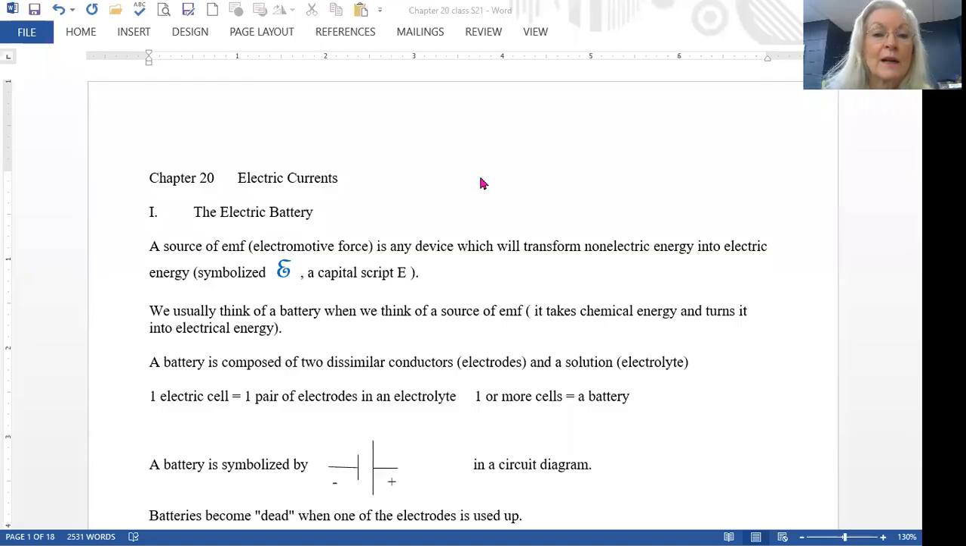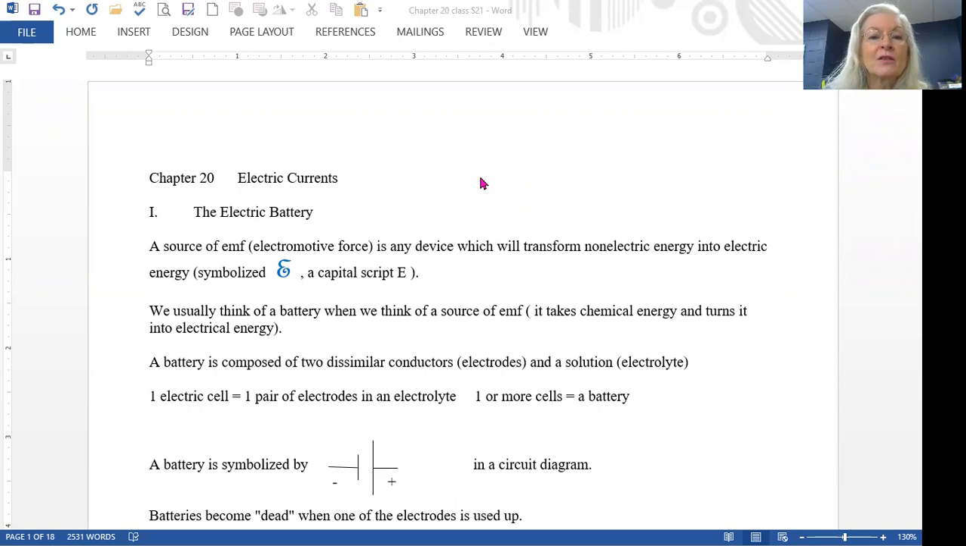Welcome to chapter 20. This chapter talks about electric currents and introduces some other concepts. And we'll even talk a little bit about fuses and circuit breakers before the end. So in order to talk about a current, we need to start out with batteries.